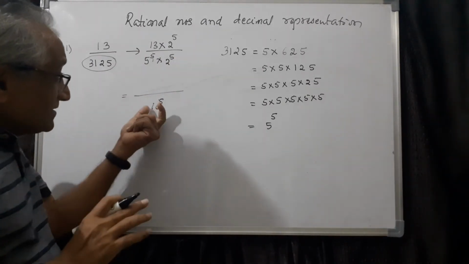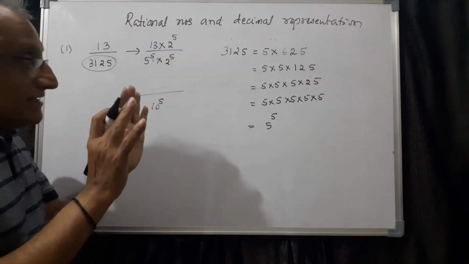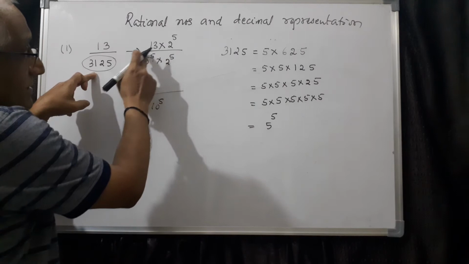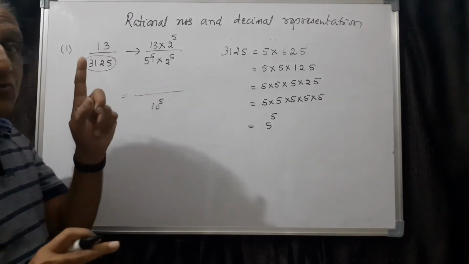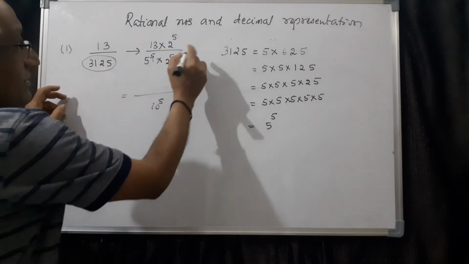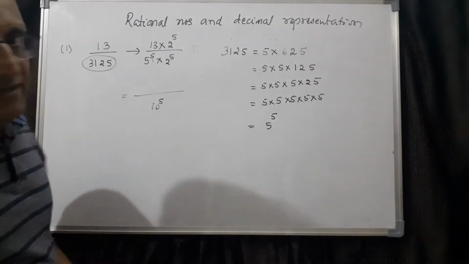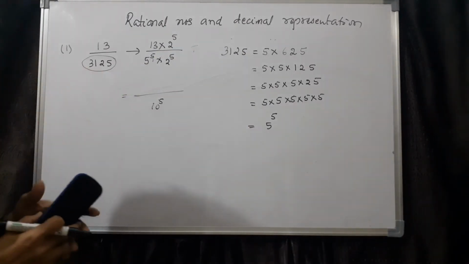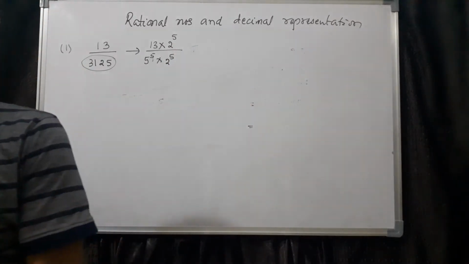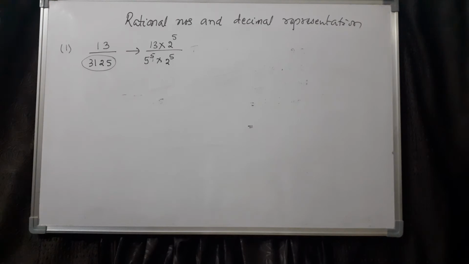You need not even see whether it is 10 power something. It is sufficient if this denominator has the expression in terms of 2 and 5 only, no other prime number. If that is the case, then definitely I can say this is terminating. You can actually verify whether it is correct or not yourself. The question is without actually dividing.